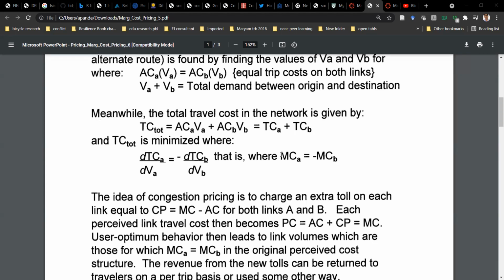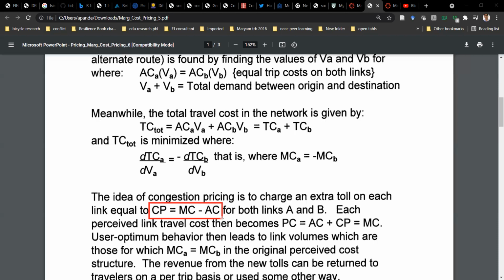Okay, so that the drivers were making sure that they were placing equal burden on both routes by choosing their route. So what we do is, that's why we introduce what we call the congestion pricing. The congestion pricing that we introduce is defined by the equation that I'm just highlighting. The congestion price that I want to institute on each route is MC minus AC.